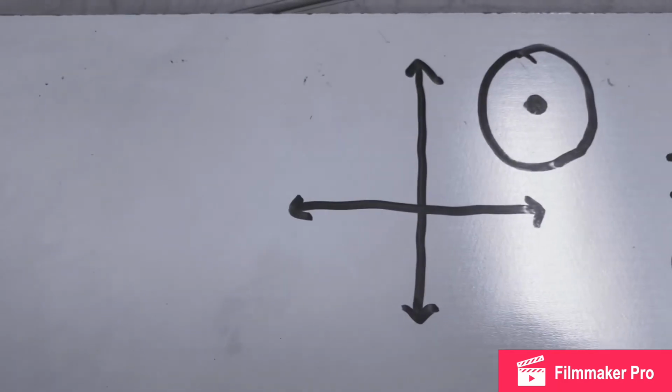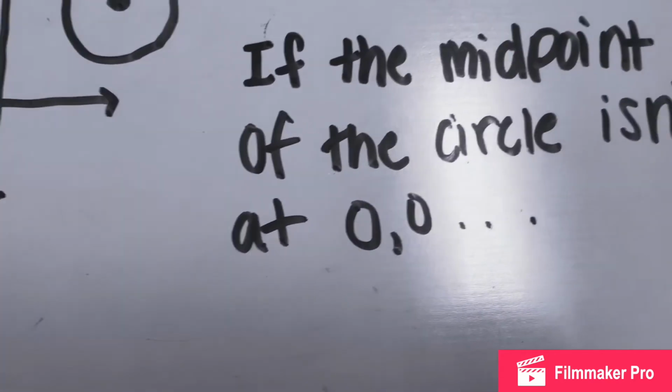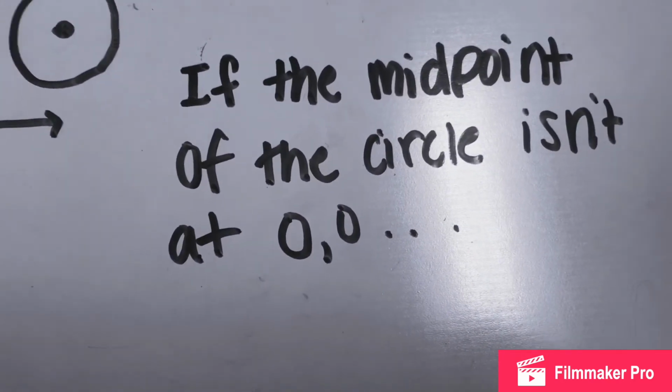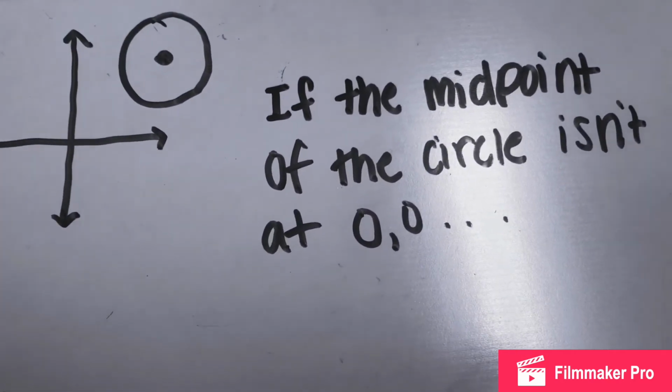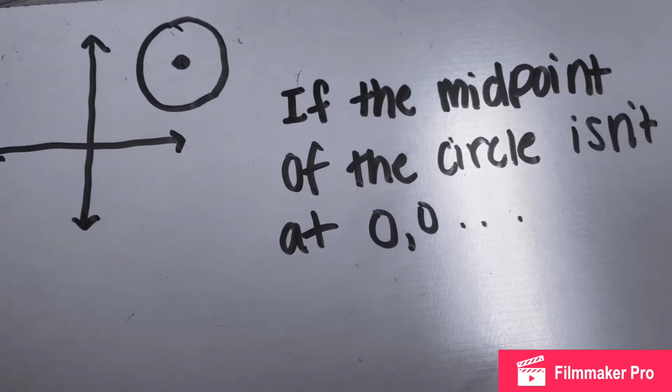If the midpoint of a circle is not in the center of a graph, find the distance between the coordinate of the midpoint and the coordinate being used in the problem, and use that to put in the Pythagorean theorem.